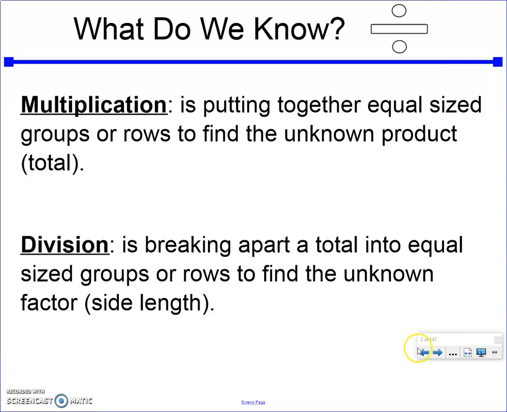We know that multiplication is putting equal-sized groups together to find an unknown product or total. Division is the opposite. It's breaking apart a known total into equal-sized groups or rows to find the unknown factor or piece of information, the unknown side length.